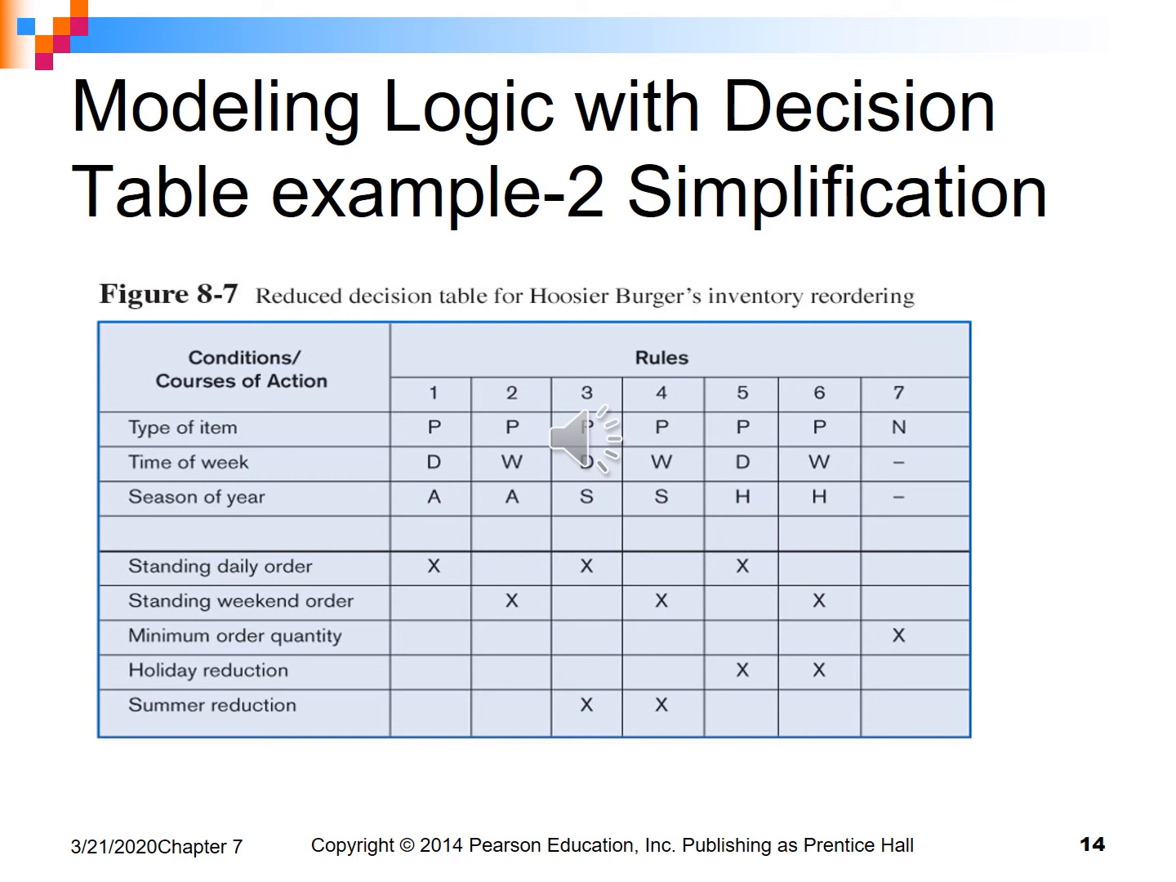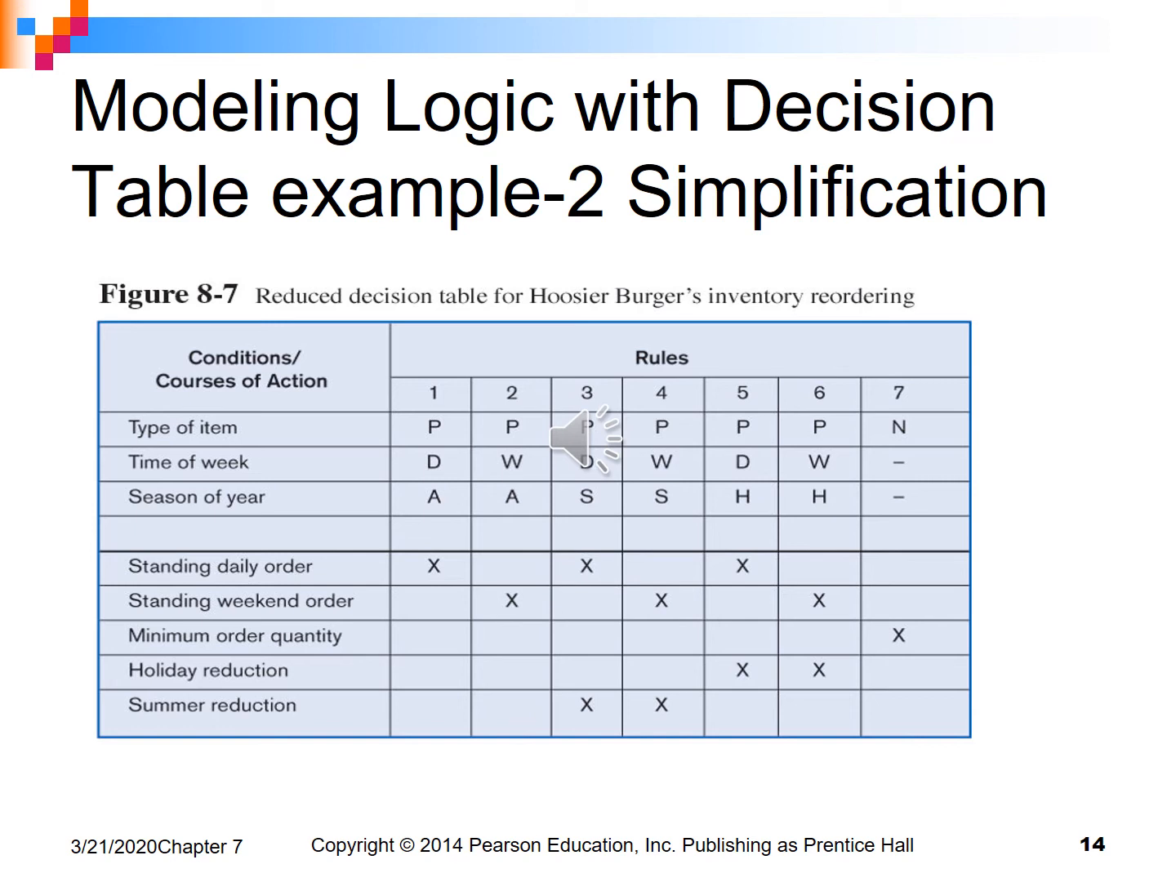As I said in the previous slide, look at rule 7 here. If it is a non-perishable item, always order the minimum order quantity. So the action is minimum order quantity. In this case, we just put N, and for the time of week, it doesn't matter if it is weekdays or weekend, and any season, whether holiday, summer, or academic year, it doesn't matter. For a non-perishable item, just order the minimum order quantity.